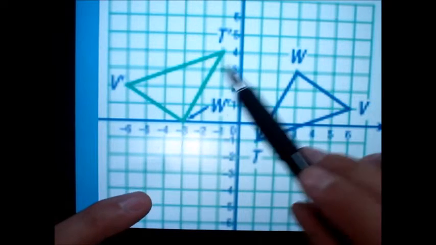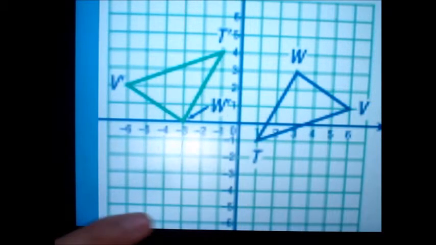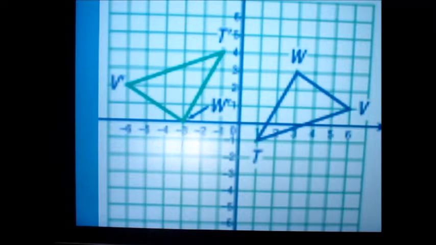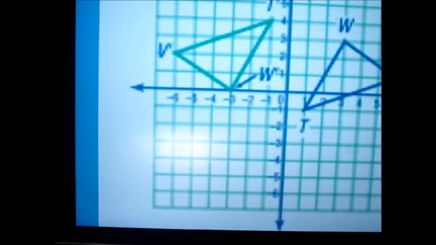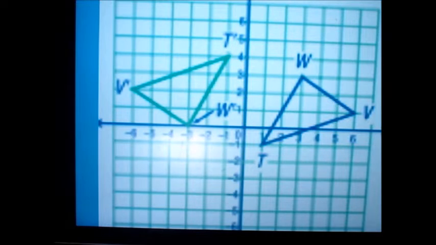Okay, so I'm going to say it went from here to there. How did it get there? So let's think about how it got there. You said it rotated? Okay, maybe. Let's look about where T is. T went from down here to up there. So how much did it rotate if it rotated? They say 180. Okay. I'm not disagreeing with you. I'm just asking questions right now.